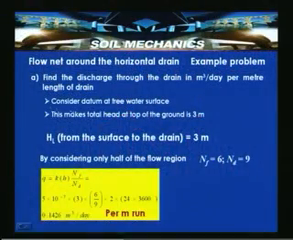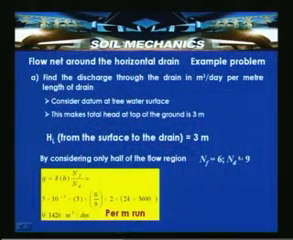So considering the datum at the free water surface, this makes the total head at the top of the ground 3 meters. So HL, that is head loss from the surface to the drain, is around 3 meters. By considering only one half of the flow region, keeping in view the symmetry, consider only one half of the flow region.